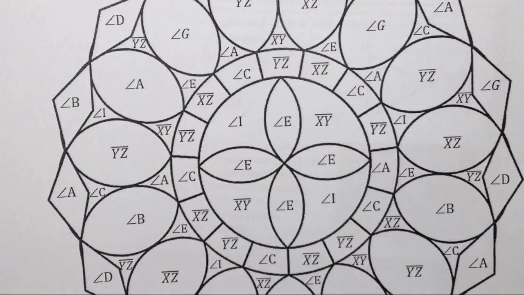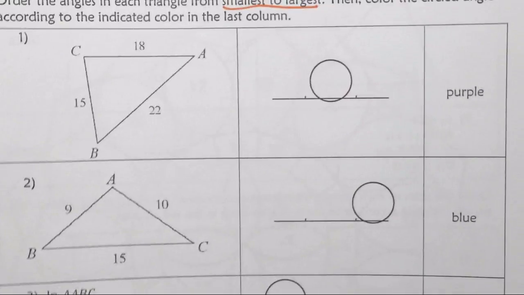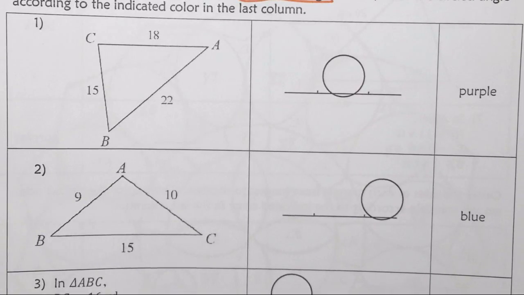Then you're going to go to the next one. I would suggest working out 1 through 5 first, and then coloring. And if you get 1 through 5 done and I check it off, you don't have homework.